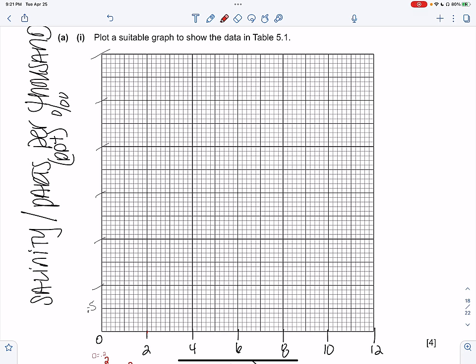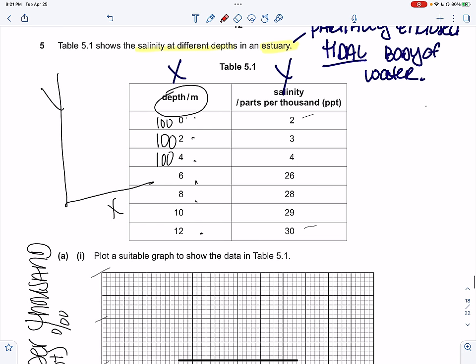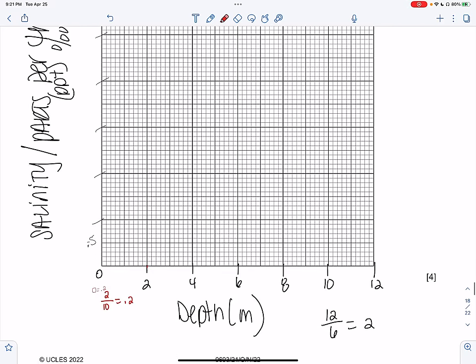Great, okay. Thank you. All right. If you've already labeled it, perfect. You can skip forward a little bit. And then I'm going to do the salinity because that's what's being measured. The depth is changing and salinity is what's being measured. So 2 to 30. And we have 6 lines.